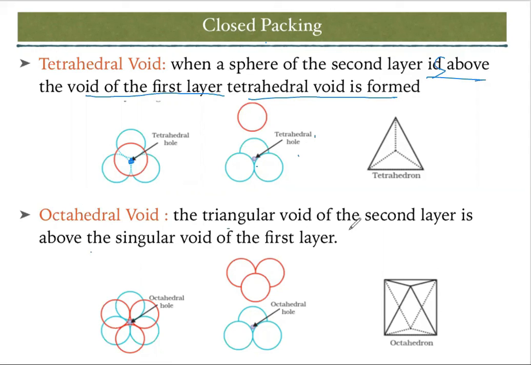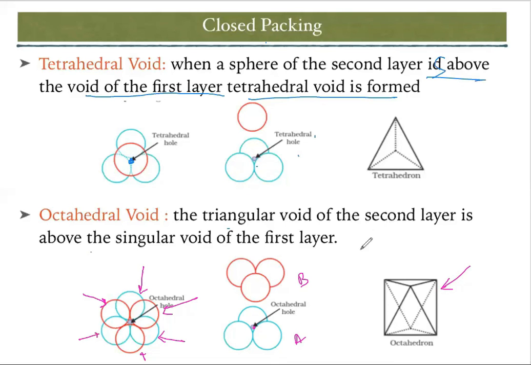Next is the octahedral void. The triangular void of the second layer is above the triangular void of the first layer. You can see this picture here. Below there are 3 atoms: this is 1 atom, this is another atom, this is another atom, and the second layer is in between these 3 atoms. This is second layer, this is second layer, and this is second layer. In this type of arrangement, we get an octahedral void. In this picture, this is layer A, this is layer B, and this creates one octahedral void. The octahedron shape is like this.